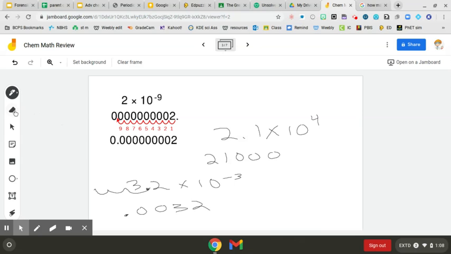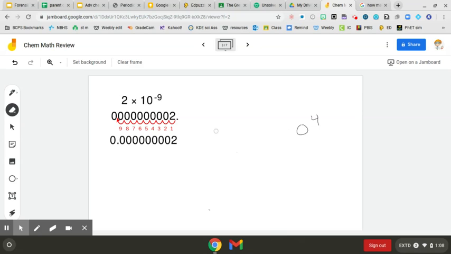Okay, let's talk about the math. This is where having a scientific calculator would be wonderful for you. If you don't have one, you can still do it. It's just a much bigger pain. So let's take a look, see what we do.